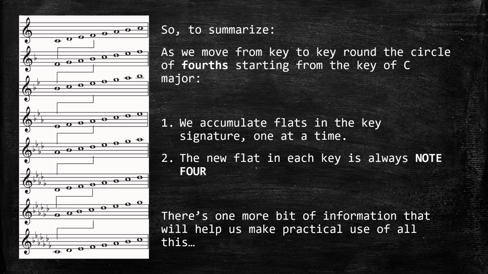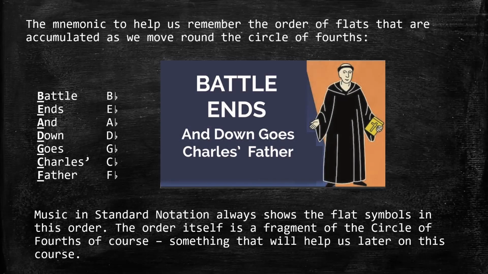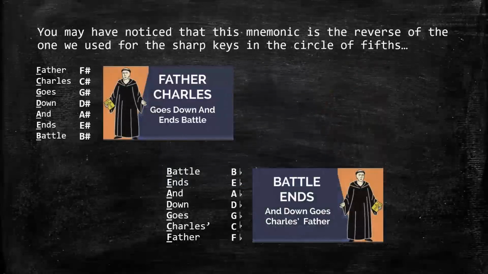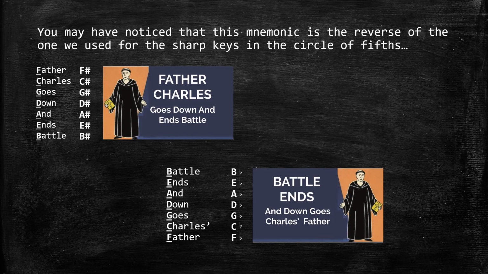There's one more bit of information that will help us make practical use of all of this. The mnemonic to help us remember the order of flats that are accumulated as we move around the circle of fourths is Battle Ends And Down Goes Charles' Father. Music in standard notation always shows the flat symbols in this order. The order itself is a fragment of the circle of fourths, of course, something that will help us later on this course. You may have noticed that this mnemonic is the reverse of the one we used for the sharp keys in the circle of fifths.